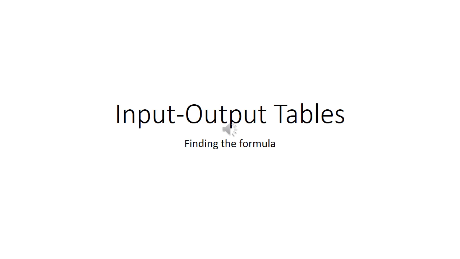Okay, so input and output tables. These are basically a list of numbers that you input, then you do something to the numbers, and you get an output.